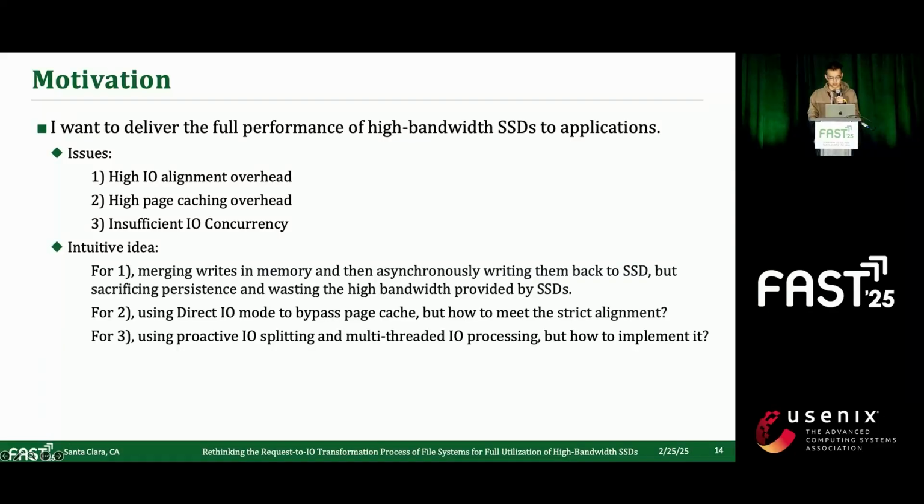For the second issue, a straightforward approach is to use direct I/O mode to bypass the page cache. However, it is not clear how to efficiently meet the strict alignment requirements of direct I/O. For the third issue, an obvious solution is to actively do I/O splitting and multi-threaded I/O processing. But again, the implementation isn't trivial.